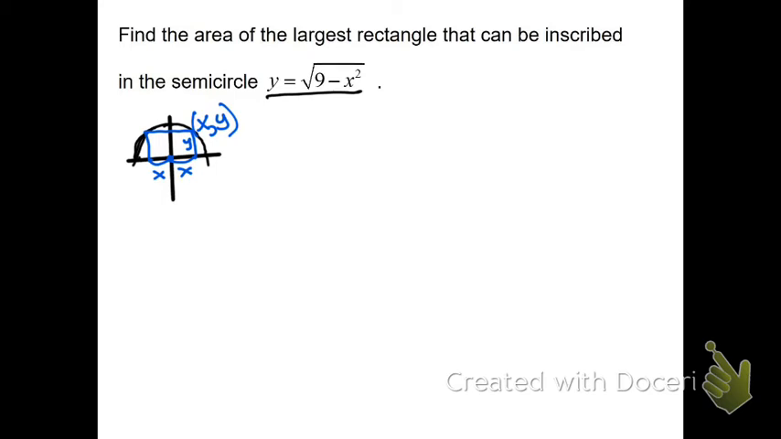Now this is over x, this is over x, and we're going up a y. So find the area of the largest rectangle. We're maximizing that area. The area of that rectangle is 2x times y, and we're going to have to maximize that. The only thing that makes this one different is just knowing how to draw that semicircle.